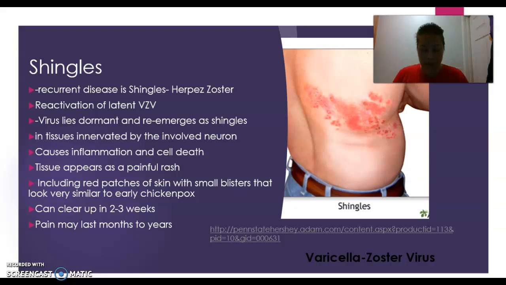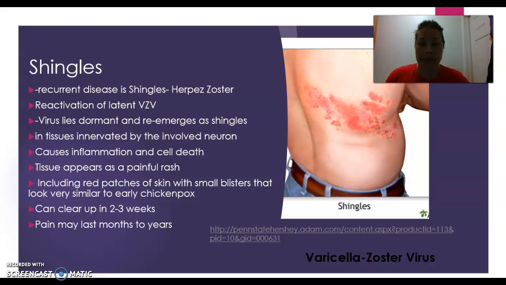Herpes zoster, also known as shingles, is the recurrent disease. It is reactivated by latent varicella. The virus lies dormant and reemerges as shingles. It involves the tissue innervated by the involved neurons, which causes inflammation and cell death.